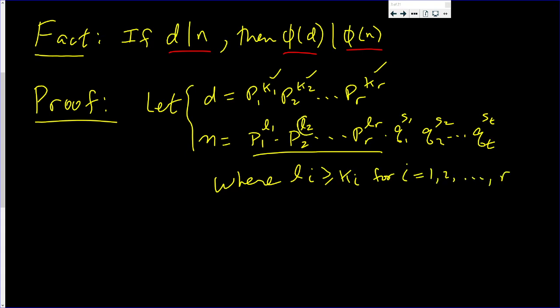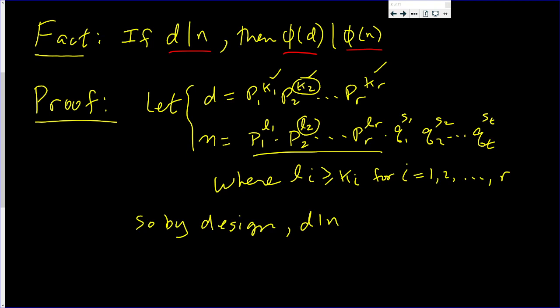That is, L2 is at least as large as K sub 2. So P2 to the K2 will divide P sub 2 to the L sub 2. Okay, so by design, D divides N.